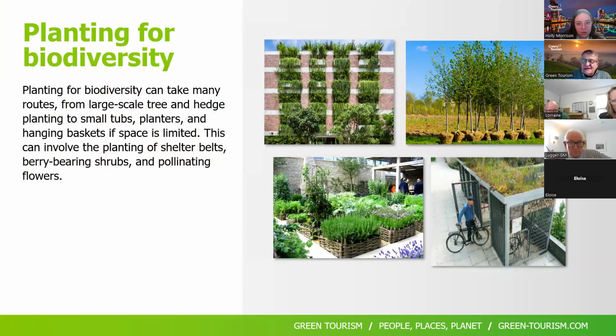Now on to planting for biodiversity. Planting for biodiversity can take many routes, from large-scale tree planting and hedge planting to small tubs, planters, and hanging baskets, if space is limited. This can also involve the planting of shelter belts, berry-bearing shrubs, and pollinating flowers. With these actions, you are helping to provide shelter and sources of food. Without pollinating flowers, insects die off. Without insects to pollinate, human food supplies are threatened.